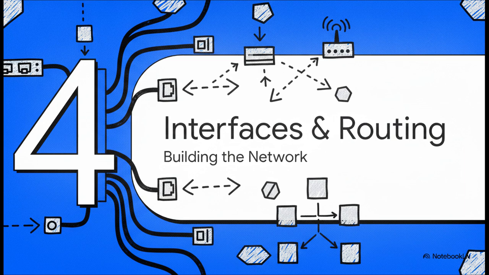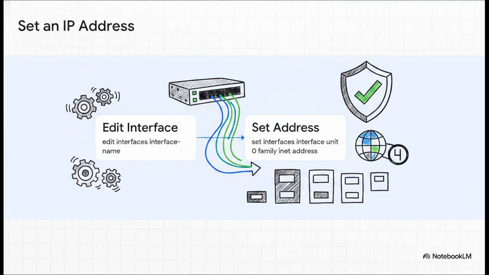All right, on to Section 4, interfaces and routing mappings, building the network. Once you know those basics, it's time to actually build the network by configuring your interfaces. Setting an IP address is a really great example of that strict Junos hierarchy we talked about. In Cisco, you'd go into the interface and just type IP address.